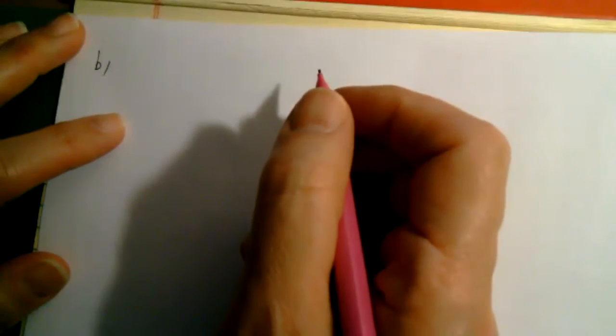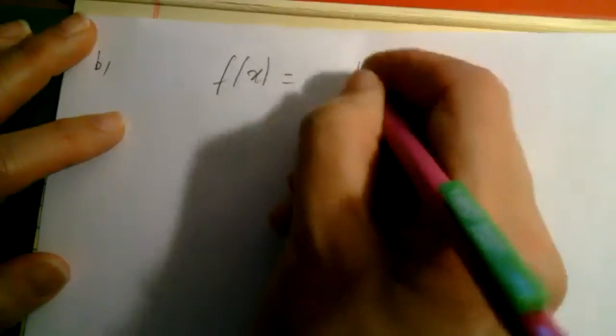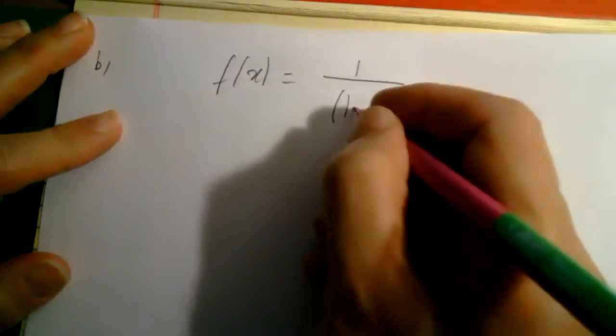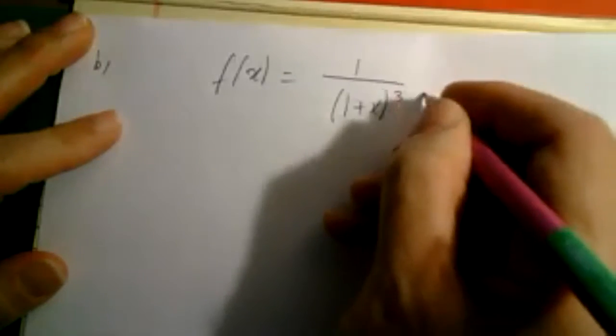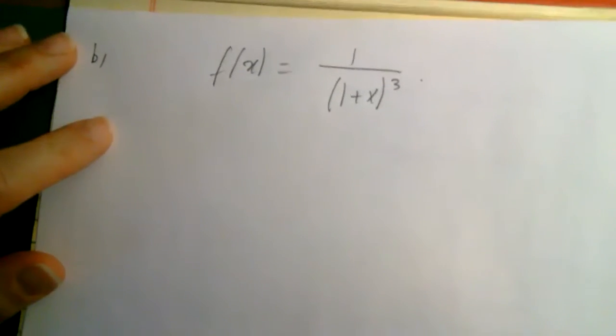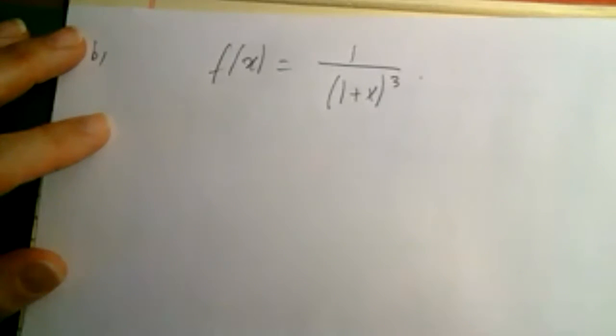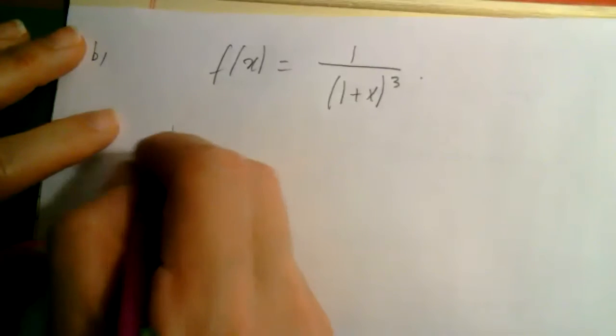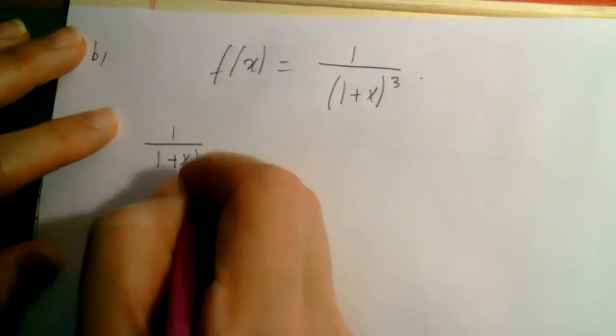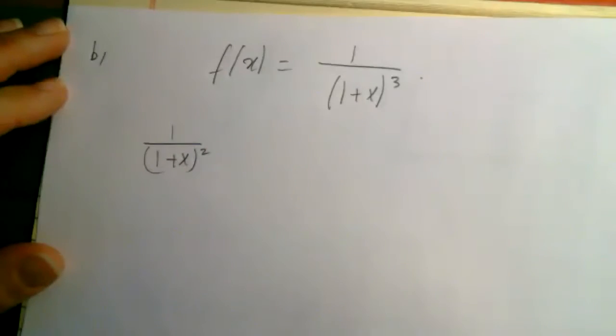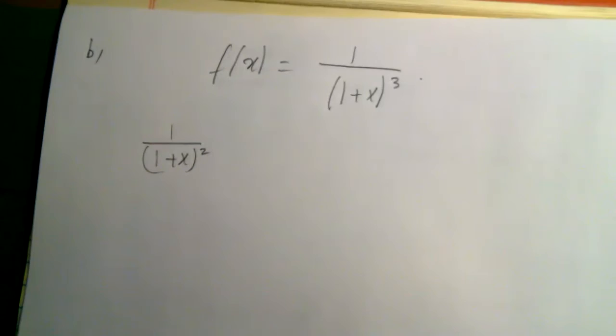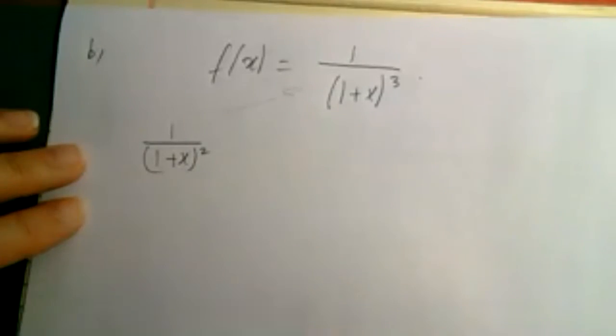So part B is: use part A to find the power series for 1 over 1 plus x to the power 3. So part B, they want you to find the power series of that. Again, they want you to use the previous one, the power series of 1 over 1 plus x squared. Does it make sense? How can I relate those to each other?